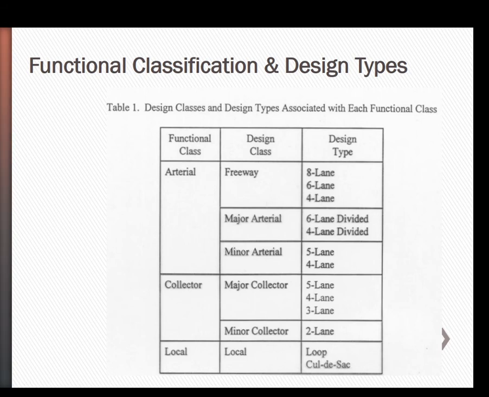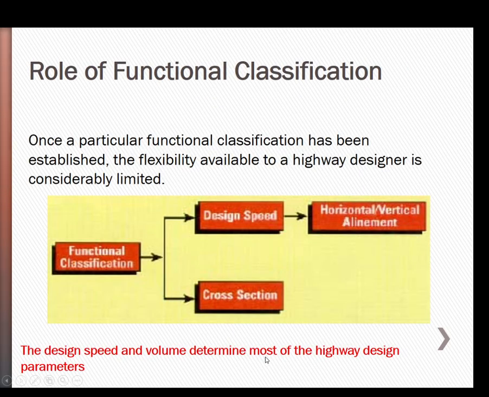So, some of the design criteria or design values. Number one, the number of lanes that you expect on each kind of classification. So you can see for the arterials, you can go up to 8 lanes, even sometimes more. Collectors have between 2 to 5 lanes, and the local is either a loop, cul-de-sac, or 2-lane local road.